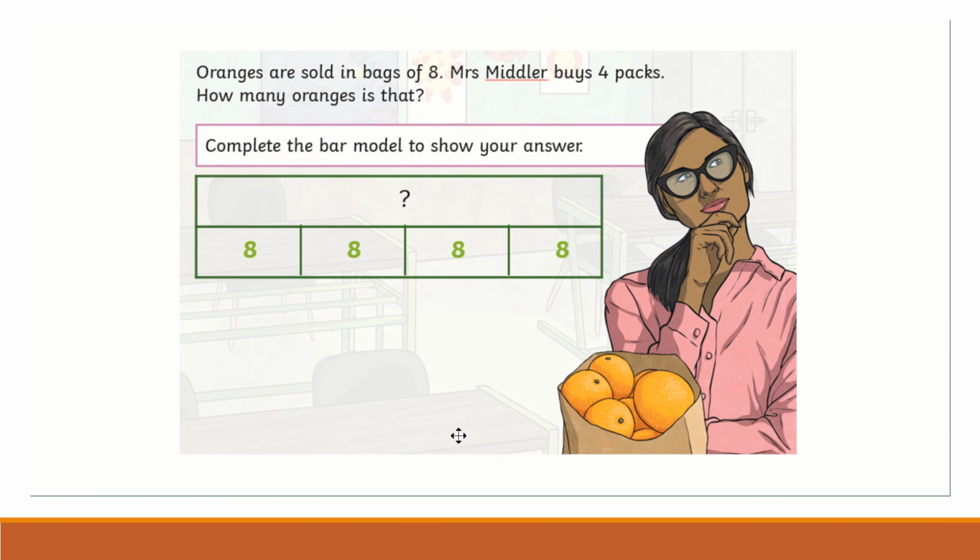How are you all getting on so far? Let's have a look at this question. Oranges are sold in bags of 8 and Mrs. Midler buys 4 packs. So how many oranges is that? And you had to complete the bar model. So we have 1, 2, 3, 4. And we know that 4 lots of 8s are 32. So the answer there, the missing number, was 32. Did you get that one correct?